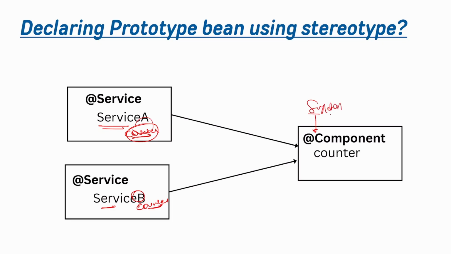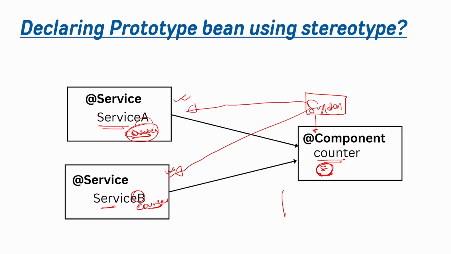Spring will inject the same bean in both services by default, since Counter is of the singleton type. Whenever we inject this dependency into any of the services, we are injecting the same instance of the counter into all the services. There is only one Counter object in the Spring context, and whenever we inject it, the same bean is injected into each service. So let's create it.